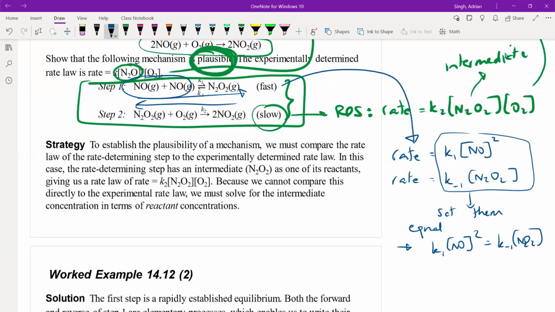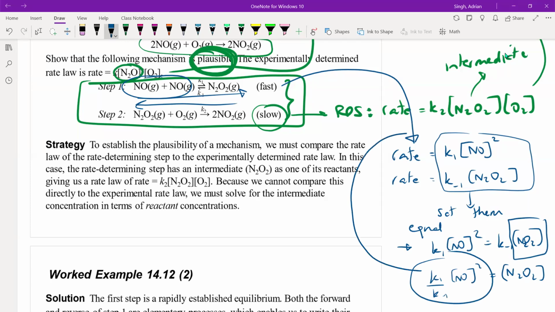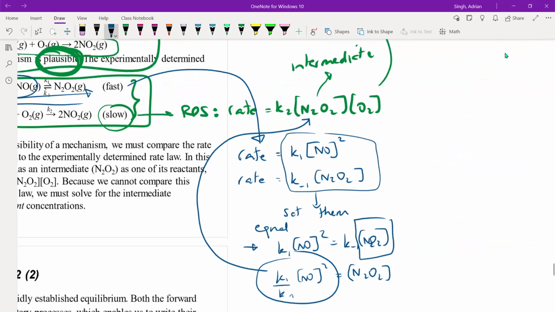Okay, N2O2 is our intermediate. We need to solve for this here. So N2O2, divide both sides by K-1. So N2O2 equals K1 over K-1 times NO squared. We're going to take this entire thing now and resubstitute it back into this term for the rate expression for the rate determining step.